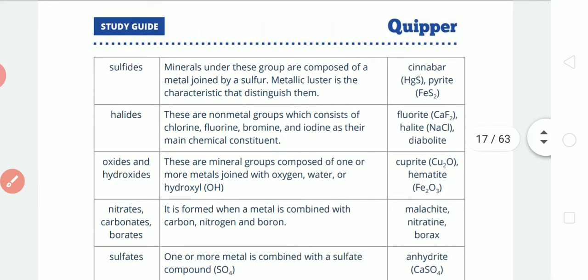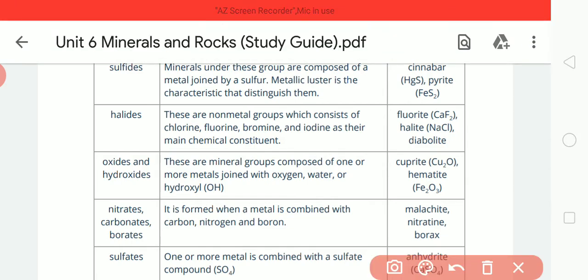Next one is the sulfides. So when we say sulfides class, they are joined by sulfur. Minerals under this group are composed of a metal that is joined by sulfur. From the word sulfide. So metallic luster is the characteristic that distinguishes them. Example, cinnabar and pyrite. So it has a metallic luster.